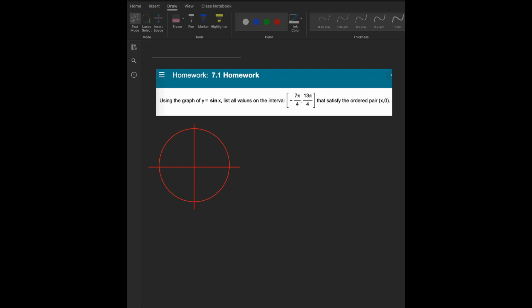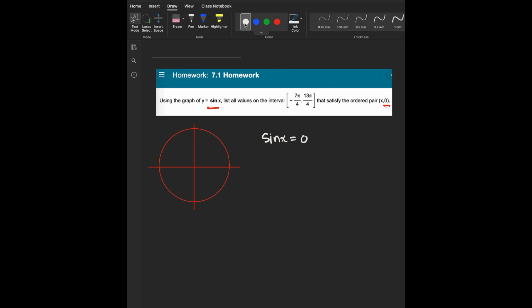And there were a couple of questions that came up on this. The idea here is that we want to know when sine of x is equal to 0. So we're trying to figure out sine of x equal to 0. So we're setting those two equal to each other.